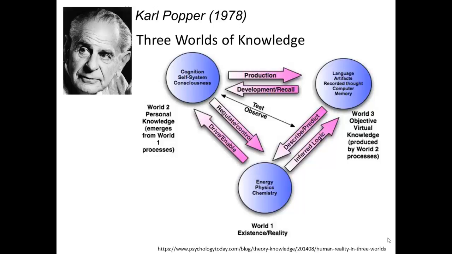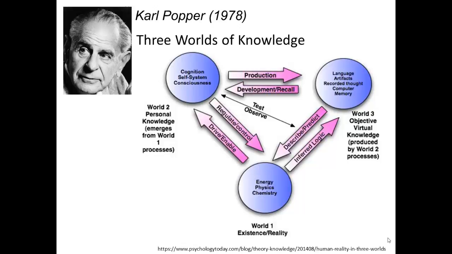Karl Popper is probably the most famous philosopher of science of the 20th century, and he came up with the idea that knowledge is gained through the falsification of hypotheses. You can never prove things to be right, but you can show things to be wrong. So that's Karl Popper, falsification.